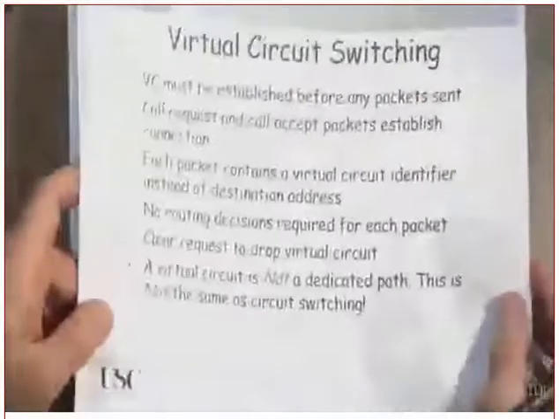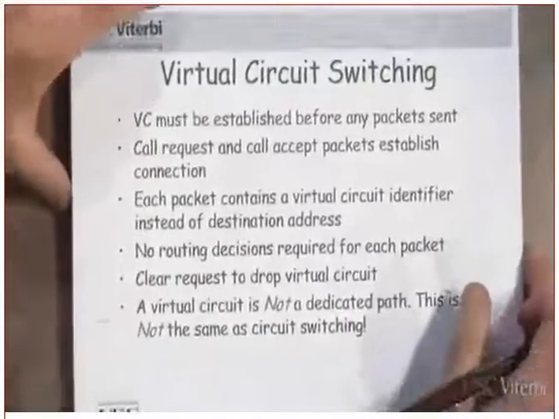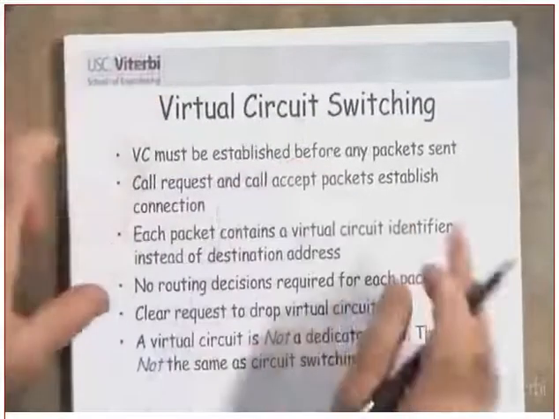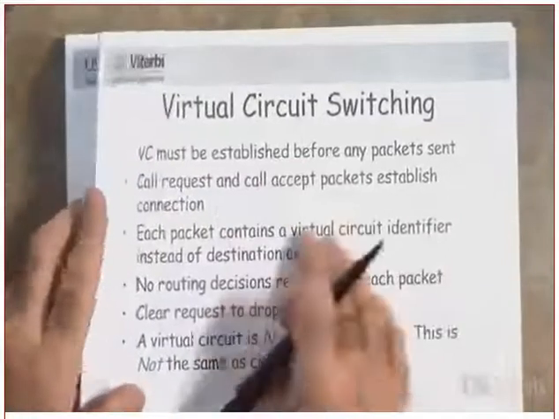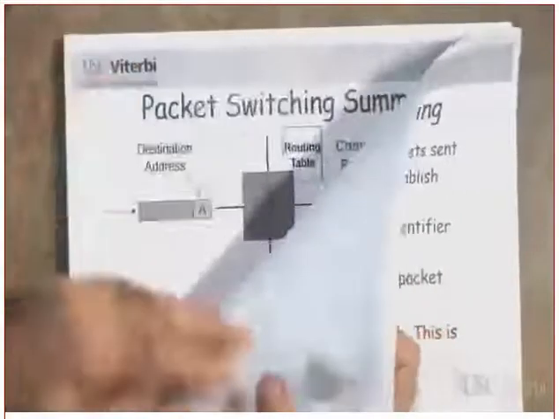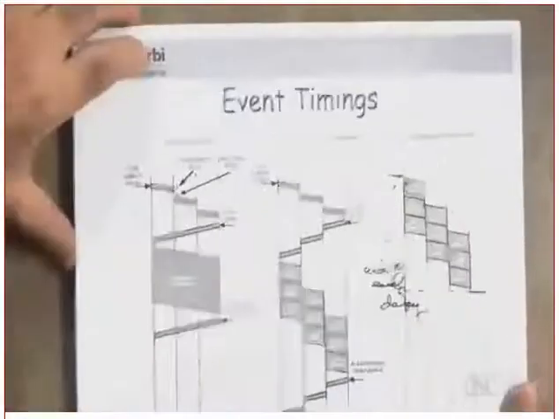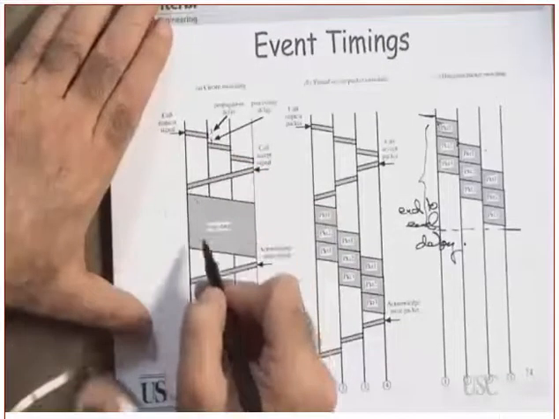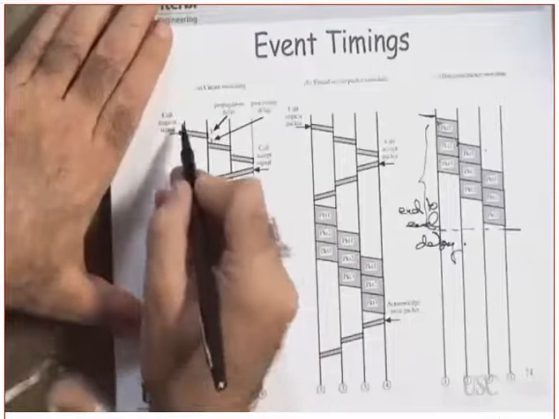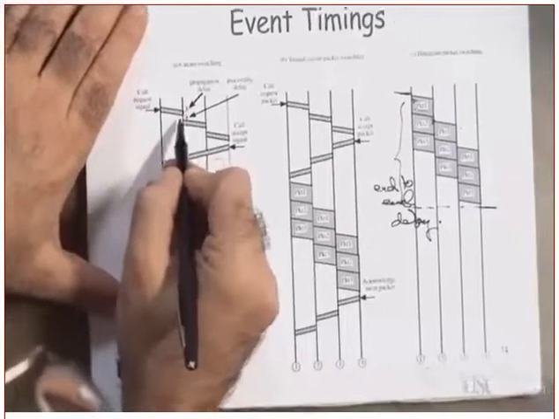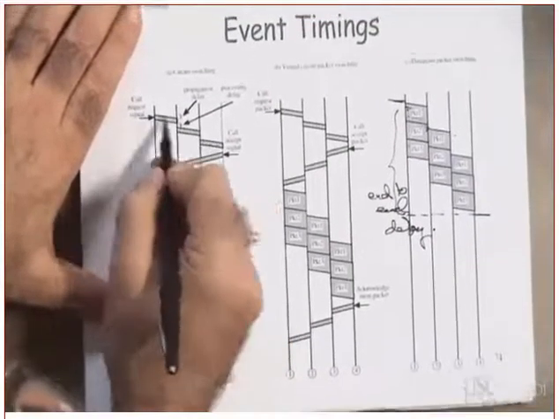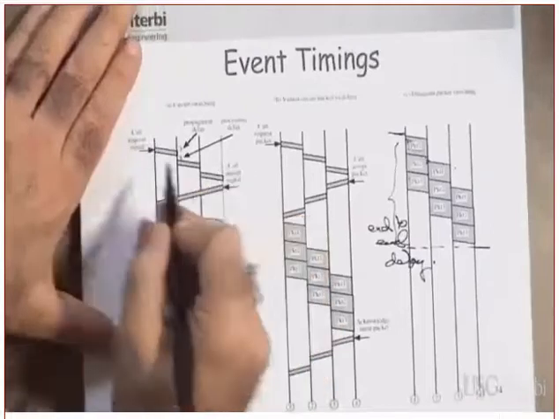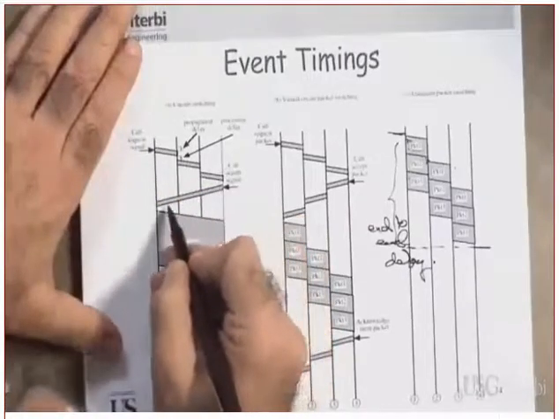Now, let's look at the second type of switching that we will be interested in this course. It's called virtual circuit switching. Now, first of all, circuit switching, let's look at the timing of circuit switching one more time. In circuit switching, you are going to set up a circuit before you start transmitting your data. So this is the connection setup request. The connection setup request comes from the user to the service provider. And then you are going to set up a connection.